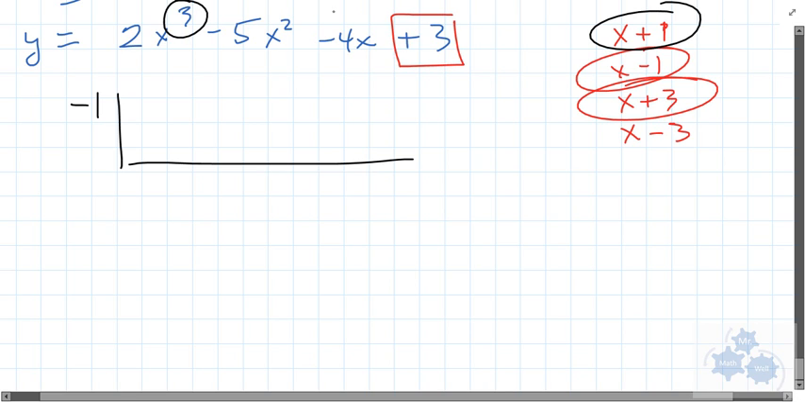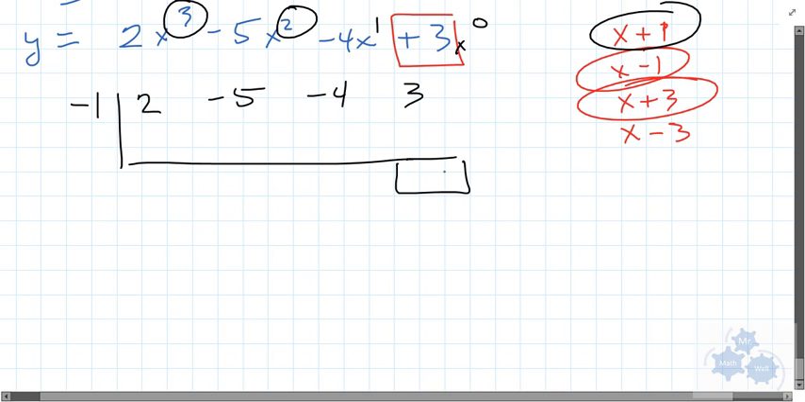Okay, so we've got cubed, squared, to the 1, and to the 0. So we've got all of the terms accounted for. We go 2, negative 5, negative 4, positive 3. We're going to have a remainder underneath there. That's not going to be part of our quotient polynomial. So you guys should be pros at this right now.